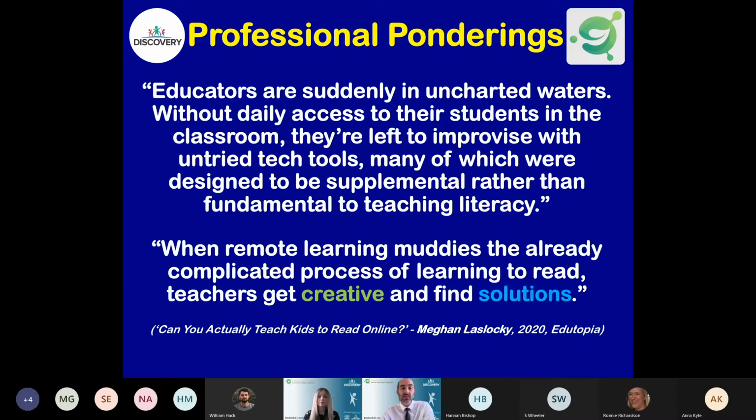Again, Maddie Loxley said that educators are suddenly in uncharted waters. Without daily access to their students in the classroom, they've been left to improvise with untried tech tools, many of which were designed to be supplemental rather than fundamental to teaching literacy. However, she also adds that when remote learning muddies the already complicated process of learning to read, teachers get creative and they find solutions. And what I hope that you gain from this presentation is some creative ways that we can use technology to enhance our teaching of reading and find some of the solutions to the obstacles that we might come across.